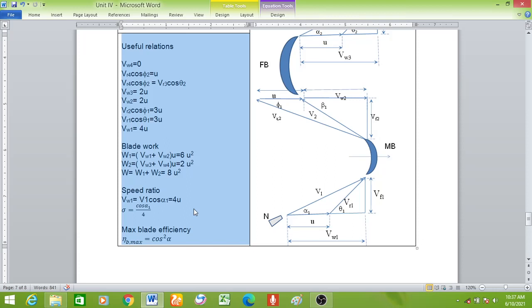Then, in order to derive the speed ratio, I have taken the speed ratio as U by V1. So you can take the VW1 component, which is equal to 4 times U. From that you can have the expression as cos alpha 1 by 4.